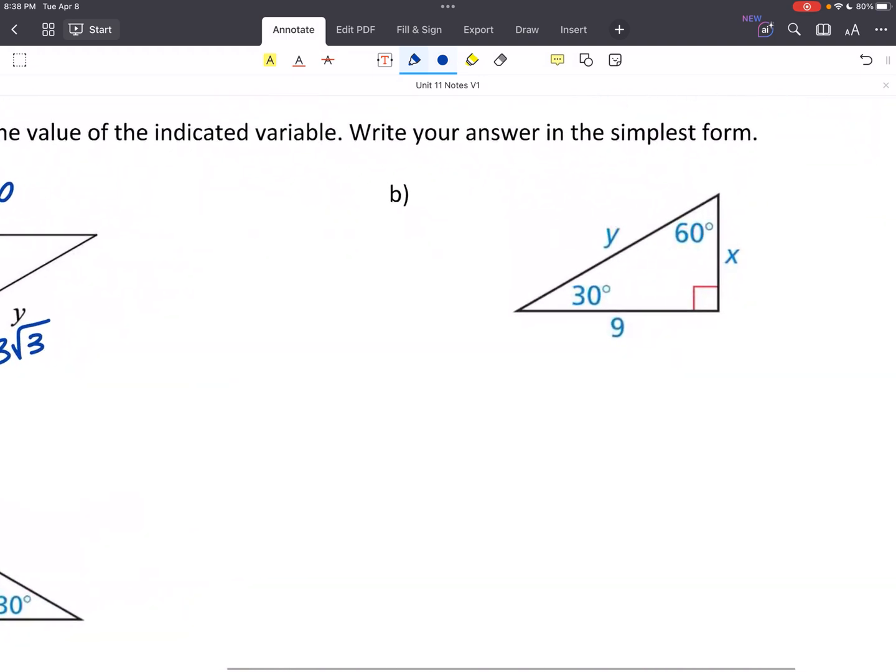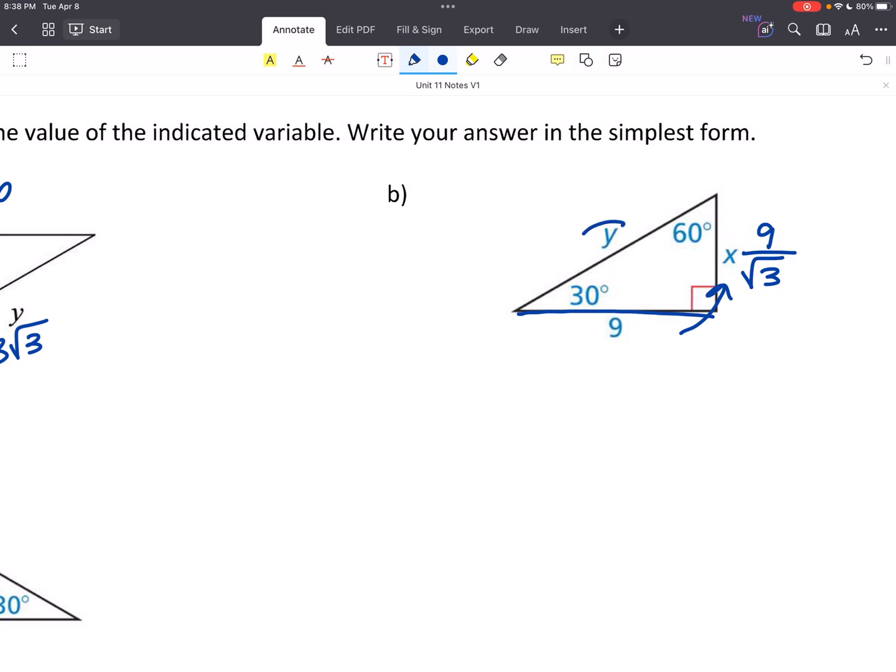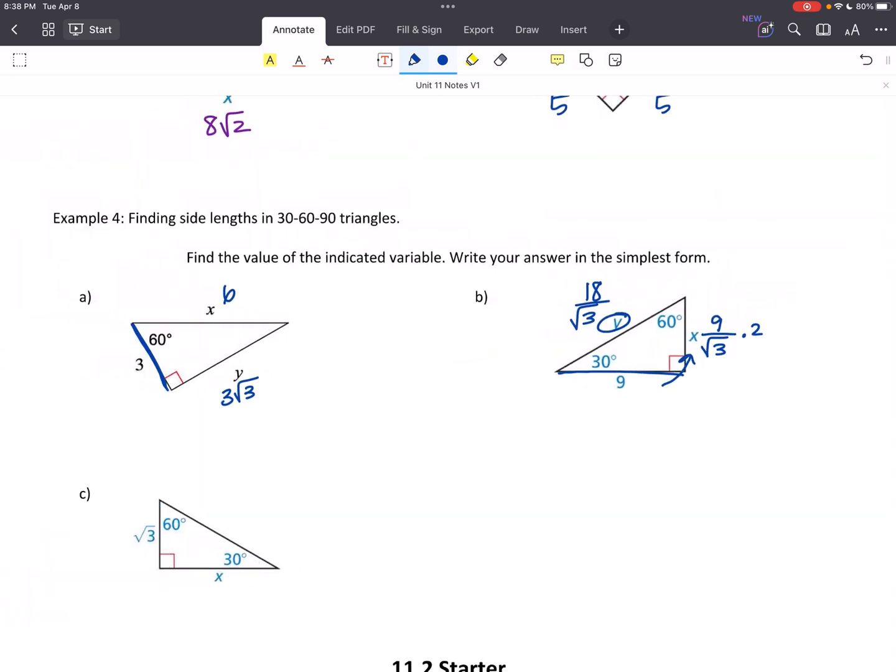Okay, so here we have the longer side. To get to the shorter side, instead of multiplying by the square root of 3, we're going to divide by the square root of 3. So 9 divided by the square root of 3 is going to be this side. And then that means that our y is 2 times that. When we multiply this by 2, we just multiply the number, so it would be 18 divided by the square root of 3. So the two side lengths we were missing are 9 divided by the square root of 3 and 18 divided by the square root of 3.